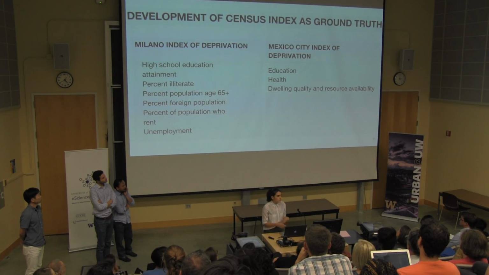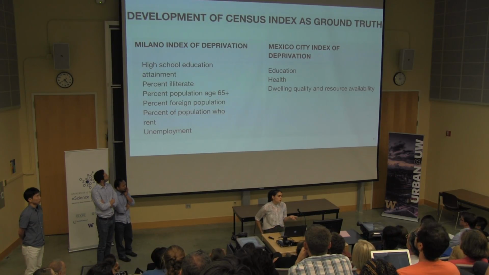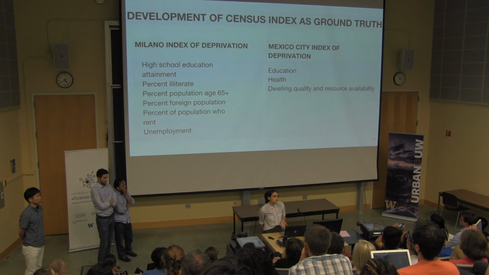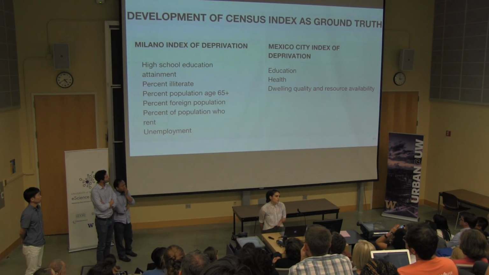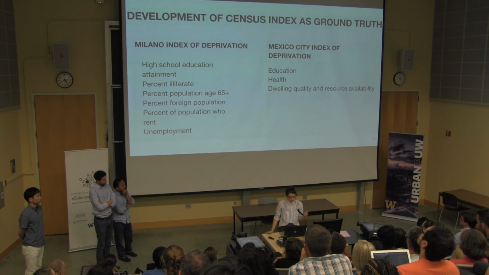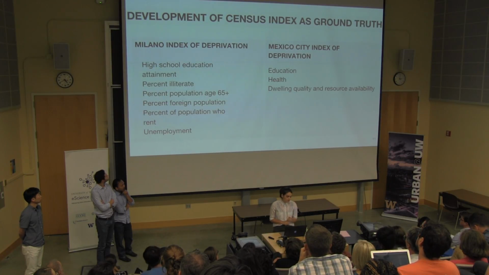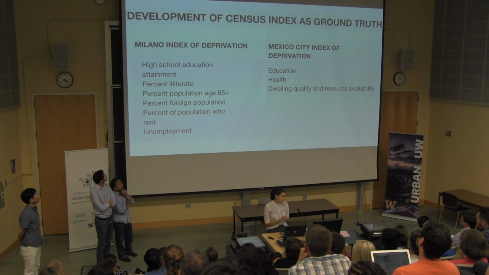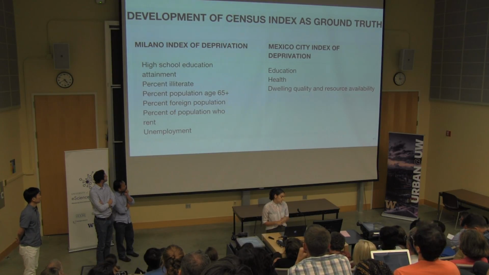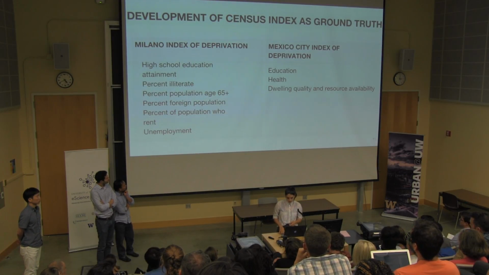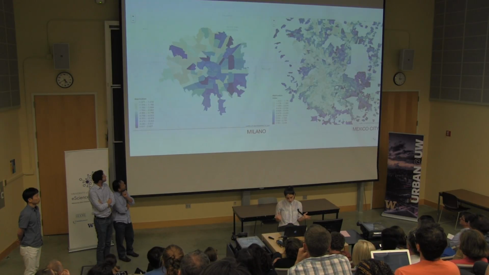For Milano, we developed it ourselves based on the UN standards, as well as previous research specifically for Italy on how indices of deprivation are developed for Italy. So we took into account high school education attainment, illiteracy rates, population age, foreign population, and the renter versus owner status and unemployment. So we'll just take a look at what those look like spatially.